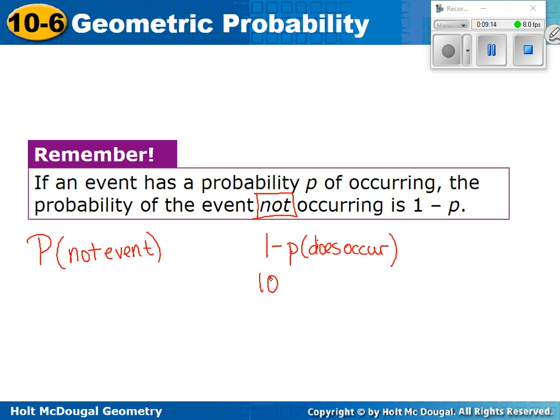Or 100% minus the probability that it does occur. Depends on how you're writing your answer. If you're writing it as a fraction, it would be 1 minus. If you're writing it as a percentage, it would be 100 minus. Everybody with me there? Okay.